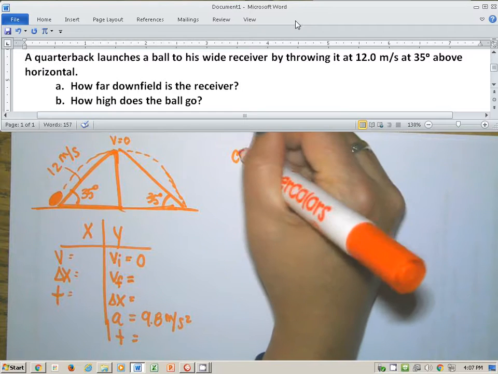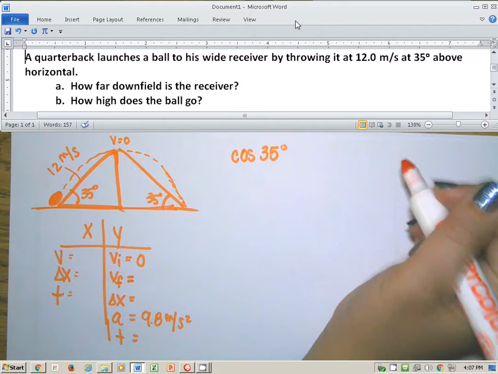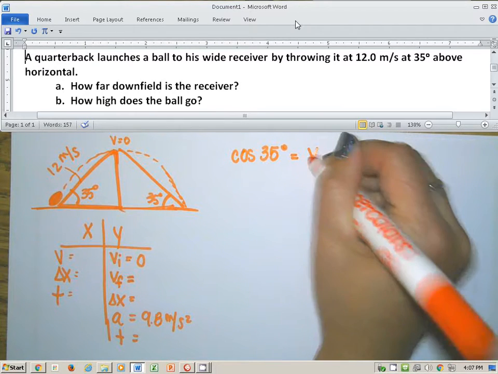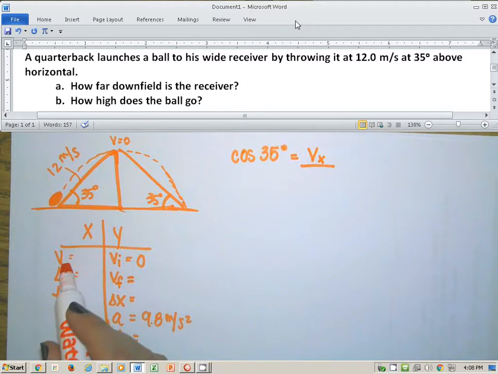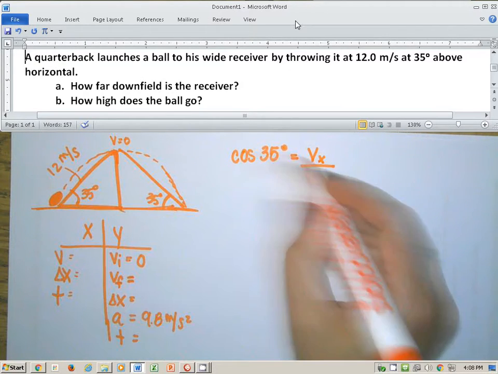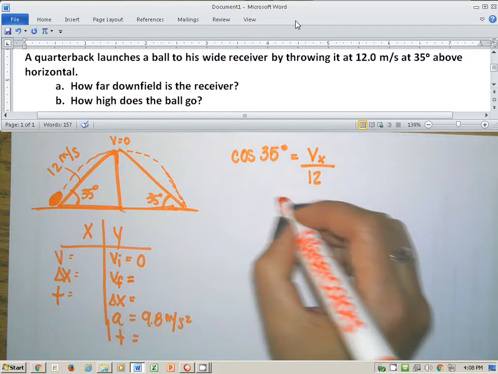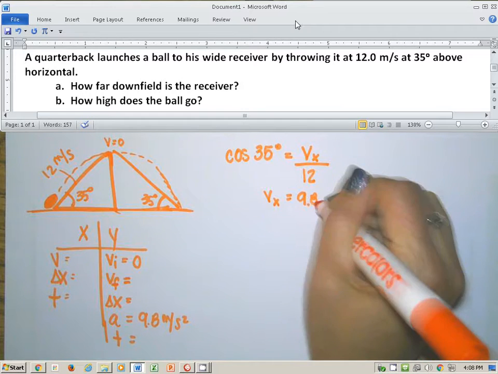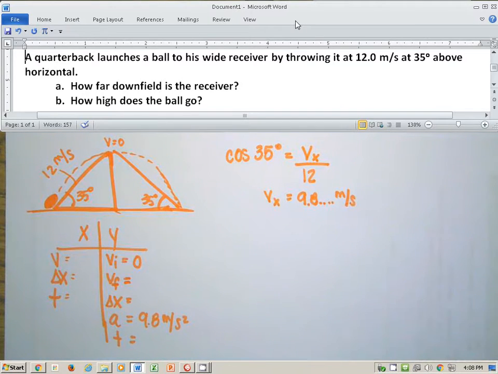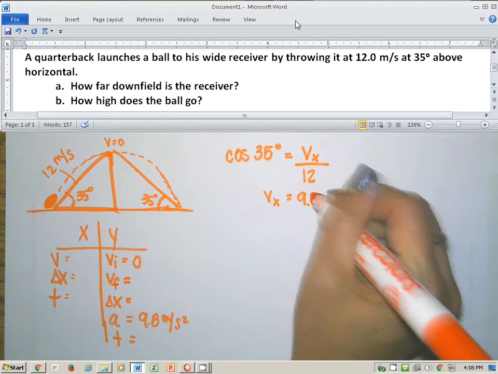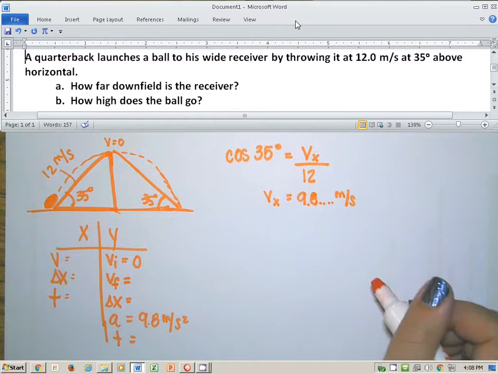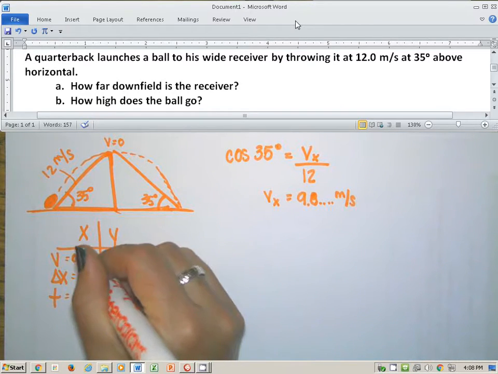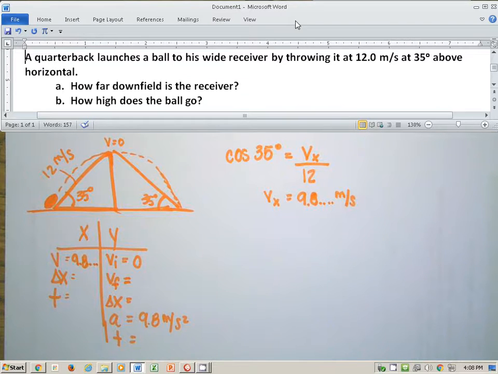If I do the cosine of 35 degrees, then that is adjacent over hypotenuse. That will help me figure out the x velocity right here. And I know that the hypotenuse is 12. That gives me an x velocity of 9.8 and a bunch of digits meters per second in my calculator. I tell my students to store that number in their calculator and keep track of it so that you could use it later. And over here I can put in 9.8 and some dots. I didn't leave myself enough room to write units.